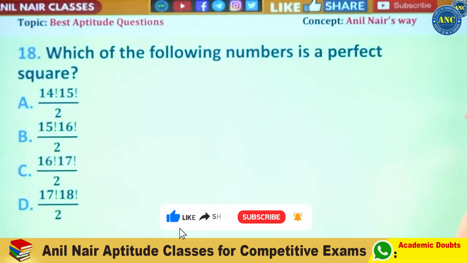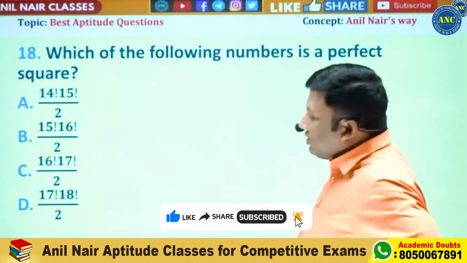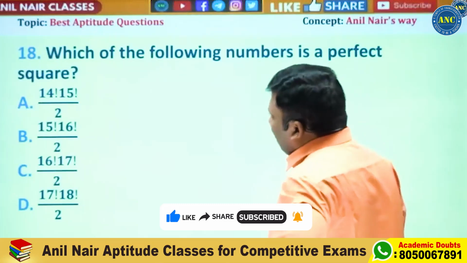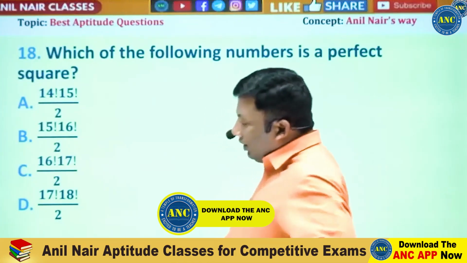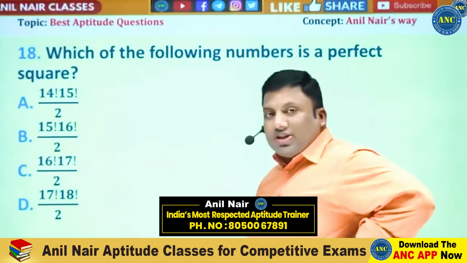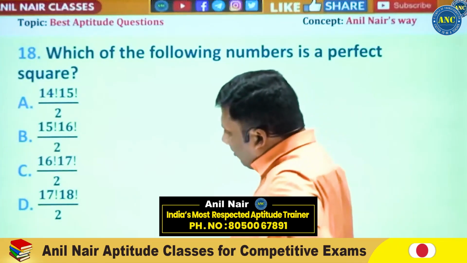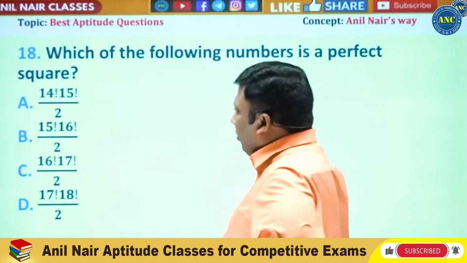Which of the following numbers is a perfect square? Now if you see, the options are 14 factorial into 15 factorial by 2, 15 factorial into 16 factorial by 2, 16 factorial into 17 factorial by 2, 17 factorial into 18 factorial by 2.